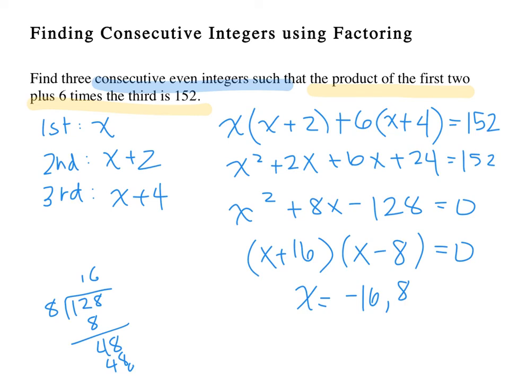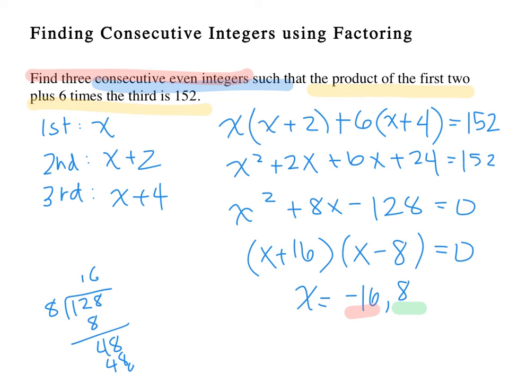Looking at the problem, I'm not done yet. I'm given two possible x values, so this will actually give me two different sets of numbers. Again, it says to find 3 consecutive even integers such that this is true. This works for two different values of x, so I'm going to find the two different sets of 3 from negative 16 and 8.